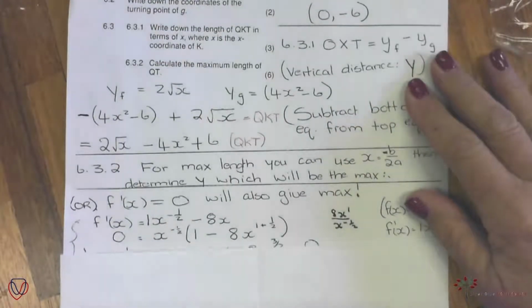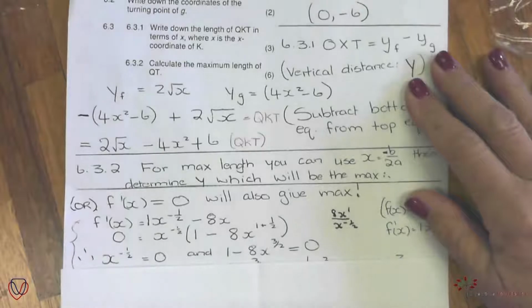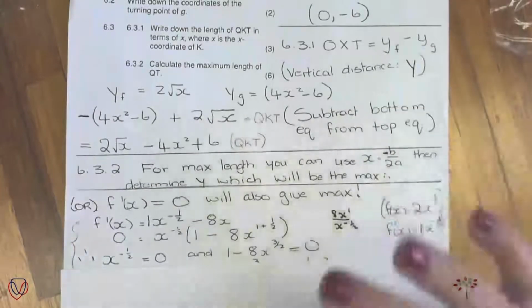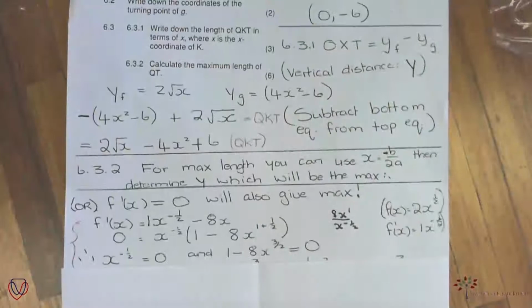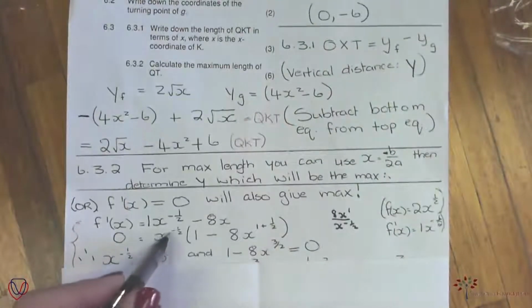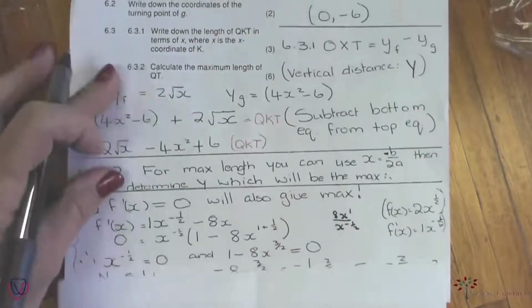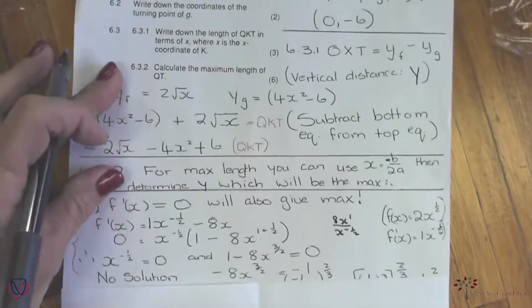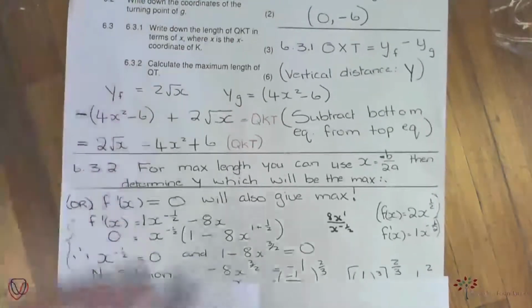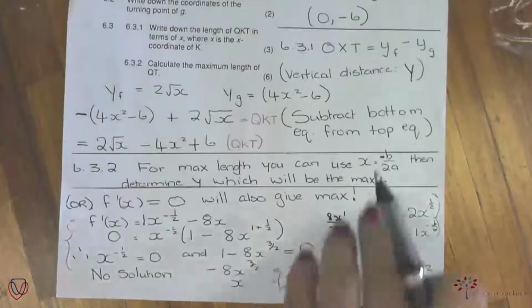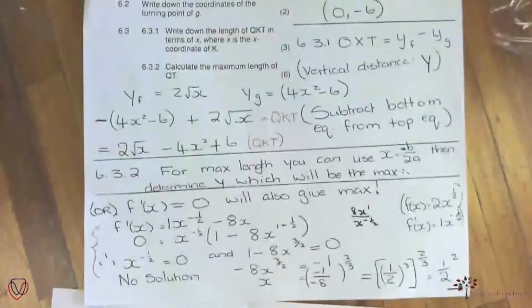I'll show you the other method just now, which is actually a little bit easier in this case, where you have fractions. So now you solve for x. X to the power negative half is 0. There's no solution to that. But this one has got a solution. Now I wonder whether I redid it there. Yes, I did.